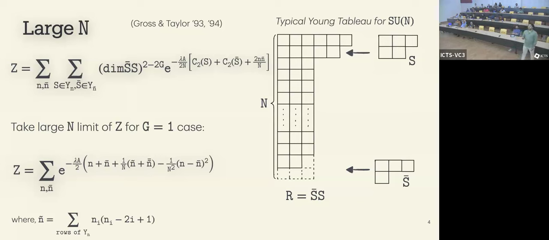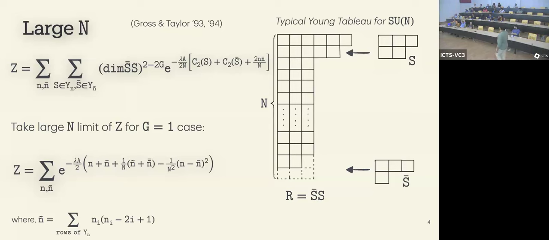So, for simplicity, for the g equals 1 case, you can see that 2 minus 2g is 0, so it's just the exponential. And for C2, the second Casimir, we all know the expressions for C2 for SU(N). And these are the three contributions, where n tilde is the hook number, actually, of the Young tableau.